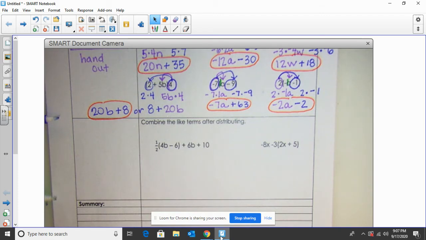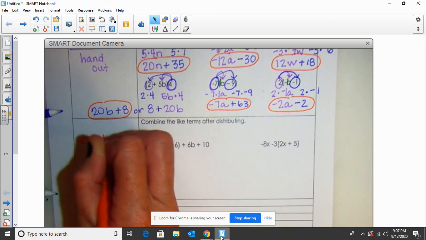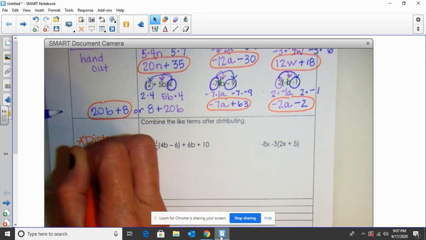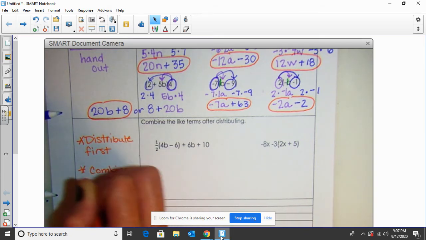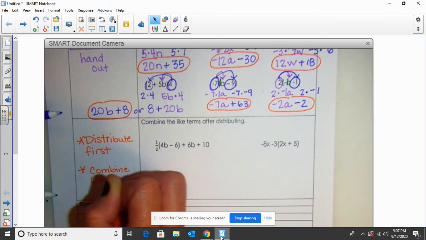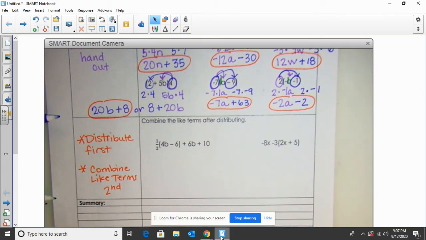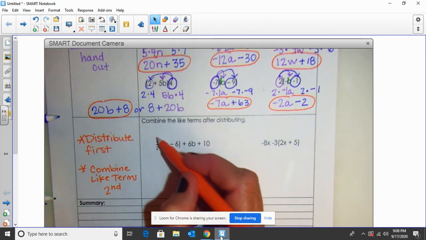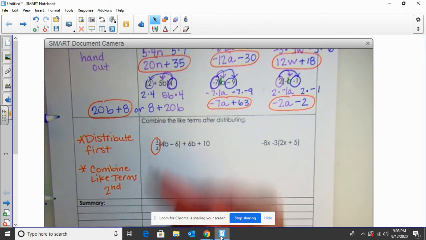So here we go. You're always going to want to distribute first and combine like terms second. Okay, always in that order. That's really important. So grab your calculator. Let's distribute first. Whoever's touching the parentheses is doing the distributing.